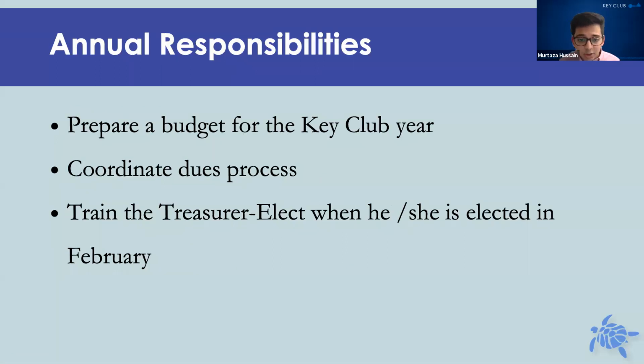That goes into annual responsibilities, to put it into a more broad view. You want to make sure that you prepare a budget for the Key Club year. I will be showing you sample budgets and resources and how you can access budgeting materials online on our Key Club website. We'll be talking about how to coordinate the dues process as well as the dues procedure. When you collect dues, how does that work? If you're new to this position, you may not know exactly how to pay dues to International. And of course, throughout the whole year, you do want to train the potential treasurer-elect, either throughout the year or at the end of the year, when he or she is elected in February.